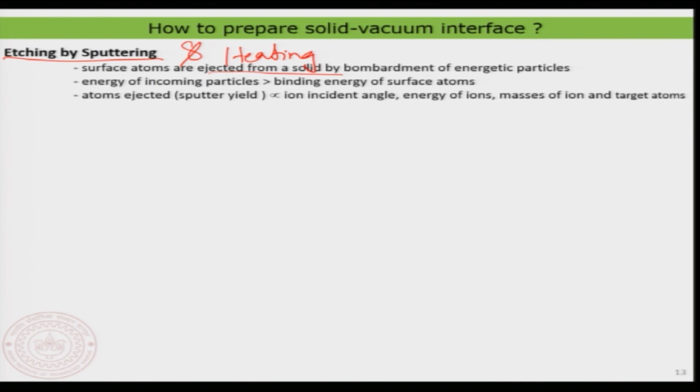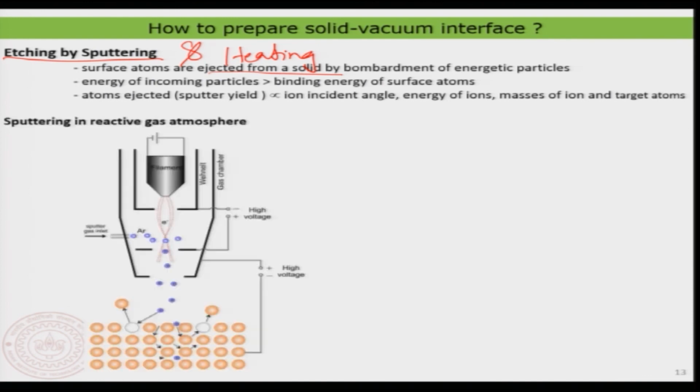So, how does it work? We will understand it using a schematic diagram of a sputtering gun, as it is known. What it has is a filament. That is the most important part. This filament will create electrons just by thermionic emission.